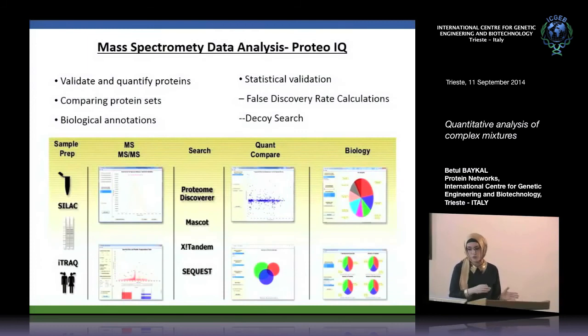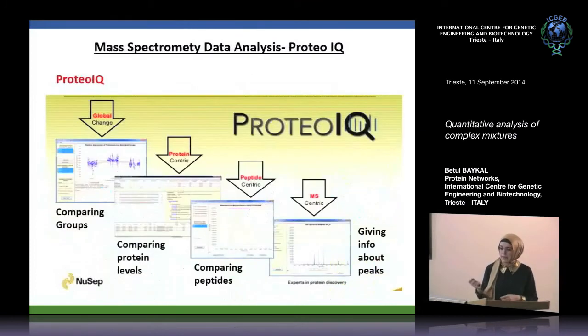Then after, I moved to another part of the project to validate and quantify the proteins. And for that, I used the program called ProteinIQ. This is used to quantify the proteins, whether they're labeled or label-free. And this is good for comparing the sets you have, the groups you have, and it also gives biological annotation of the proteins that you have. It also works for statistical validation using the false discovery rate calculations that you do with the decoy search. And you can further analyze your results in a different manner.